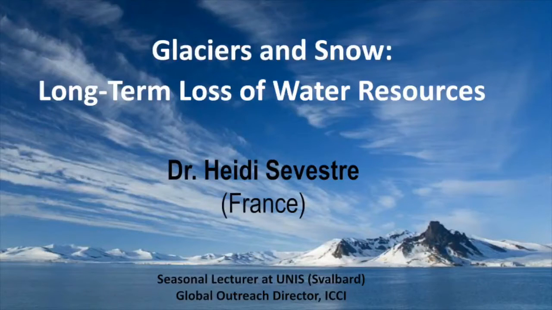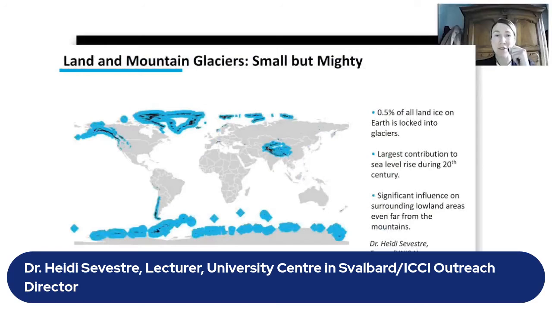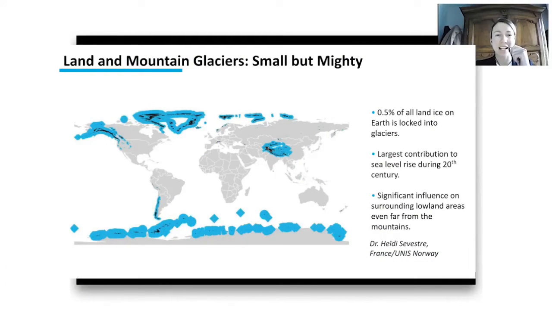So today, I would like to highlight the importance of glaciers for society. Even though glaciers are smaller than our ice sheets, glaciers actually were the largest contributors to sea level rise during the 20th century. If you look at the map on the left, the black patches delineate glaciers all over the world, while blue areas of different sizes show the potential contribution of these glaciers to sea level rise.